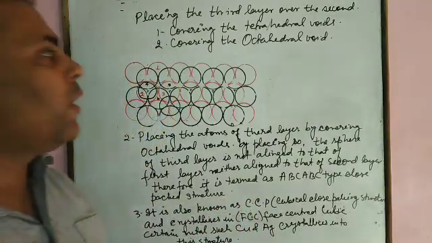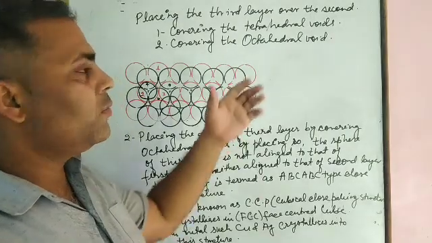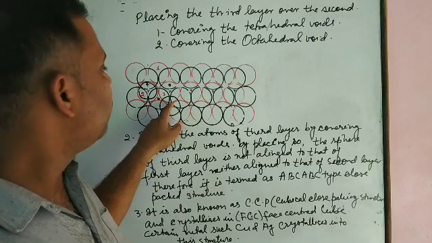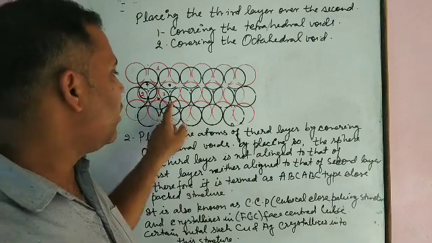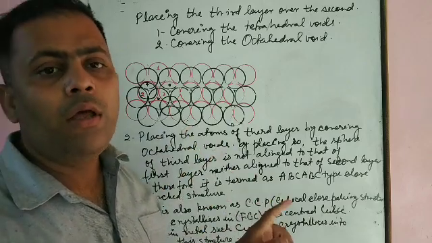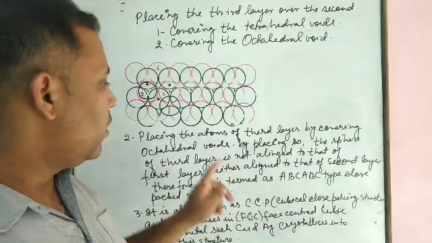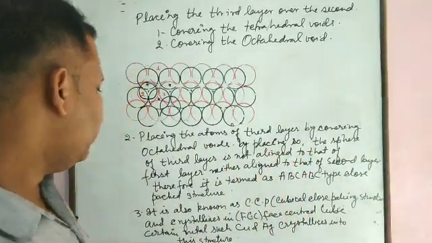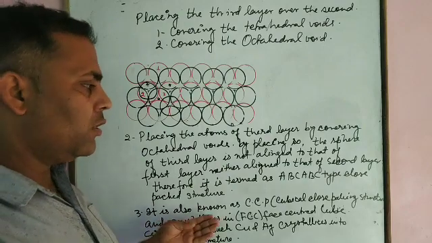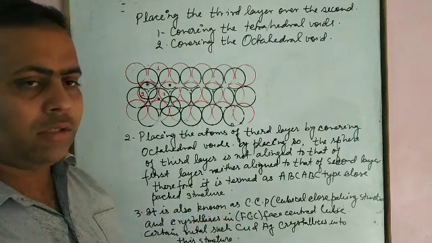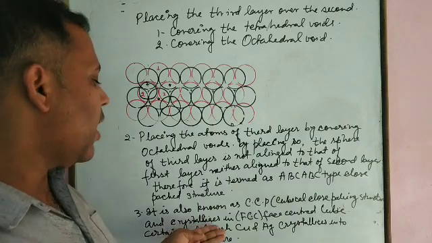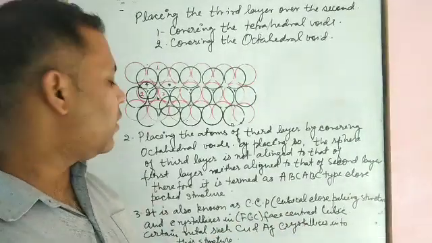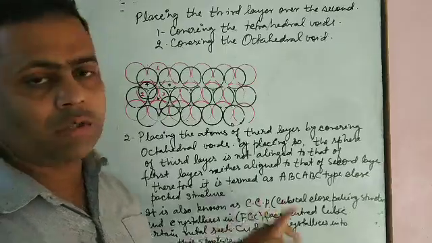We are going to place the atoms of the third layer by covering octahedral voids. By doing so, the sphere of the third layer is neither aligned to that of the first layer nor aligned to that of the second layer. Therefore, it is termed as ABC type close pack structure. It is also known as cubical close packing structure. It crystallizes into face centered cubic. Certain metals such as copper and silver crystallize into this structure.